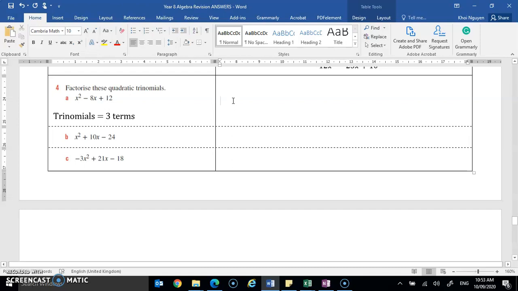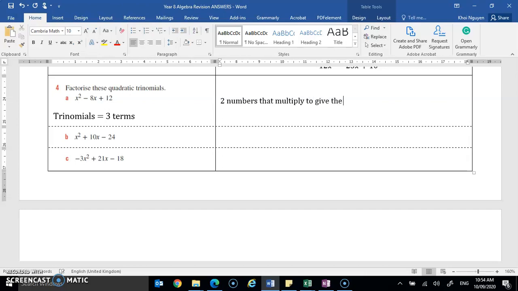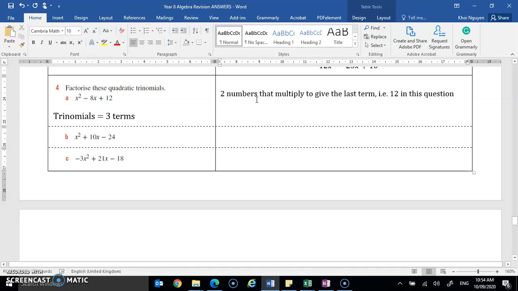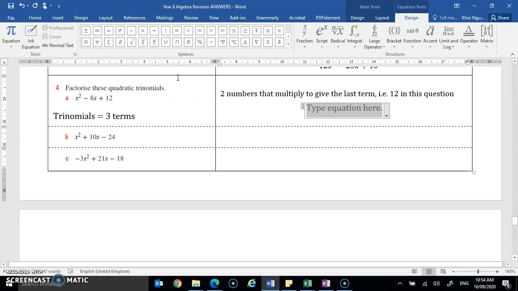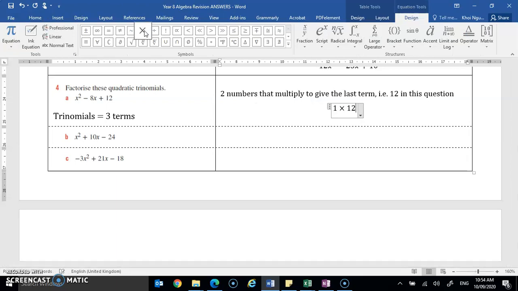First, we need to find two numbers that multiply to give the last term, or two numbers that multiply to give 12 in this case. So, what two numbers multiply to give 12? Well, we have 1 times 12.